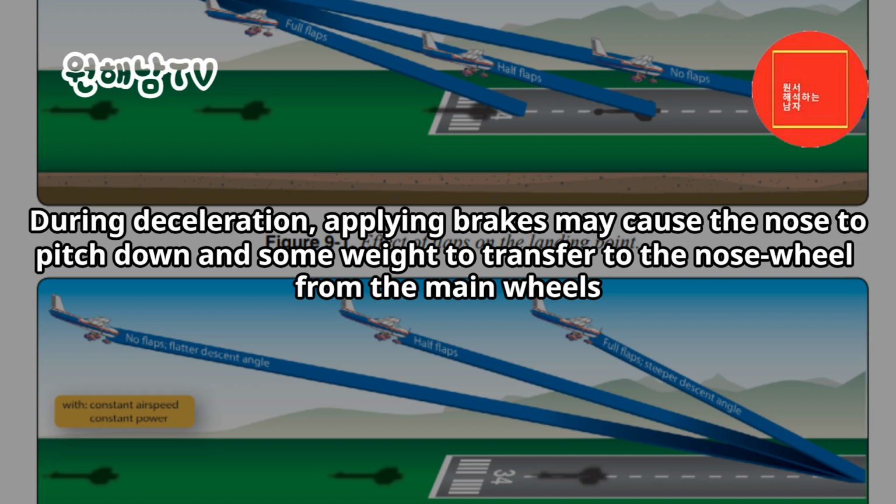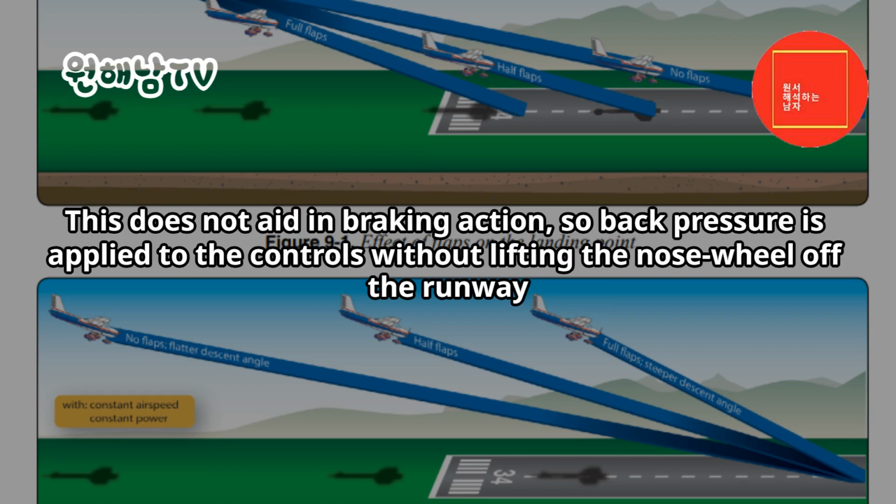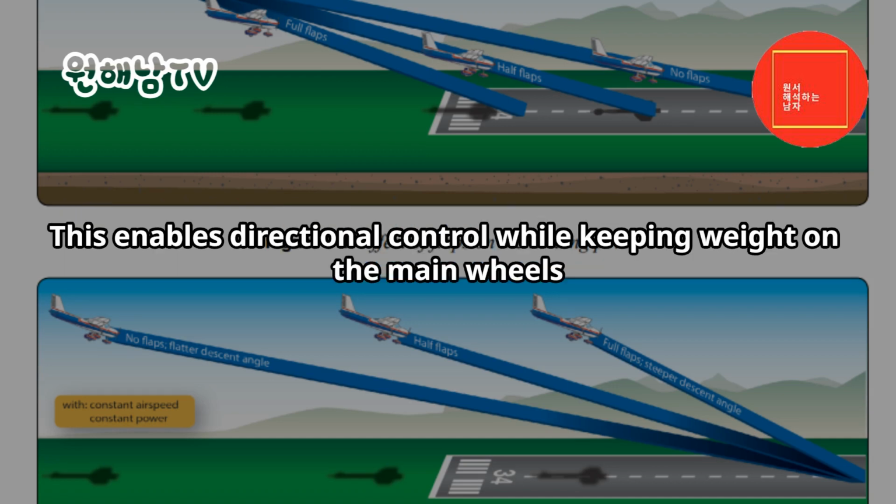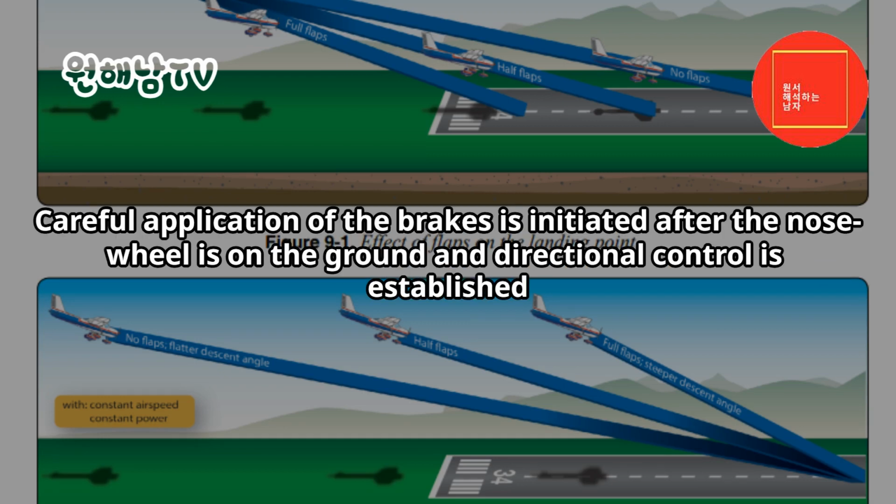During deceleration, applying brakes may cause the nose to pitch down and some weight to transfer to the nose wheel from the main wheels. This does not aid in braking action, so back pressure is applied to the controls without lifting the nose wheel off the runway. This enables directional control while keeping weight on the main wheels. Careful application of the brakes is initiated after the nose wheel is on the ground and directional control is established.